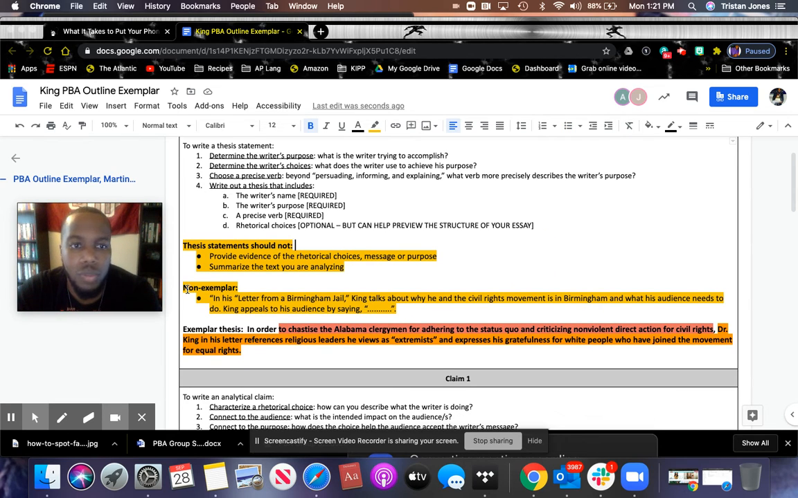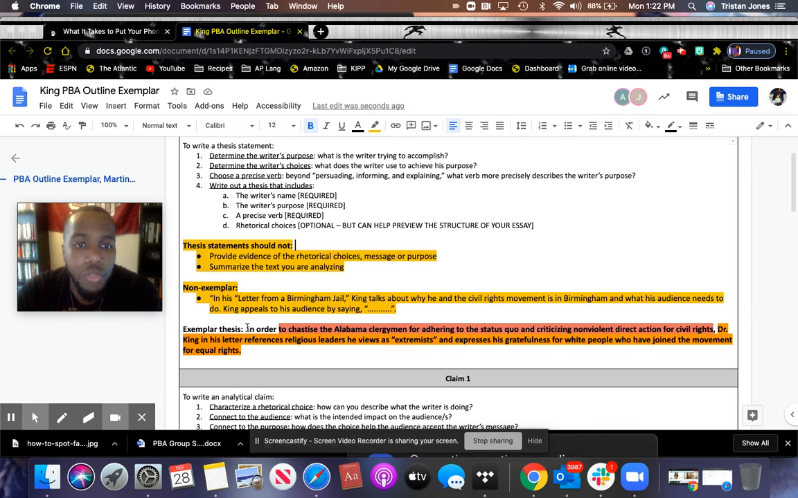So, taking away from that, if we're following our thinking steps, we have an exemplar thesis that follows all of these thinking steps and criteria. It says that in order to chastise the Alabama clergymen for adhering to the status quo and criticizing nonviolent direct action for civil rights, Dr. King in his letter references religious leaders he views as, quote, extremists, and expresses his gratefulness for white people who have joined the movement for equal rights.